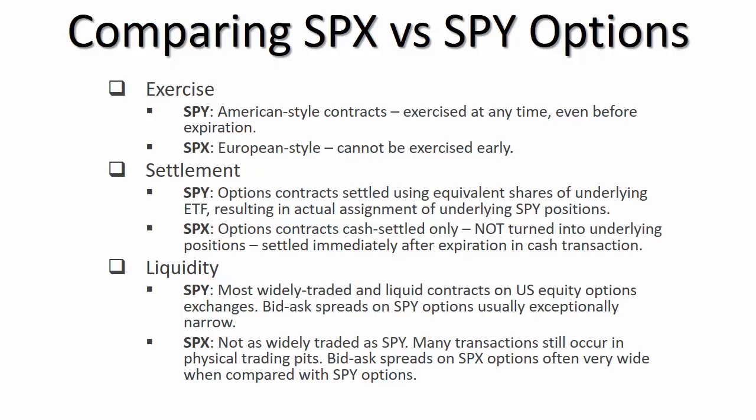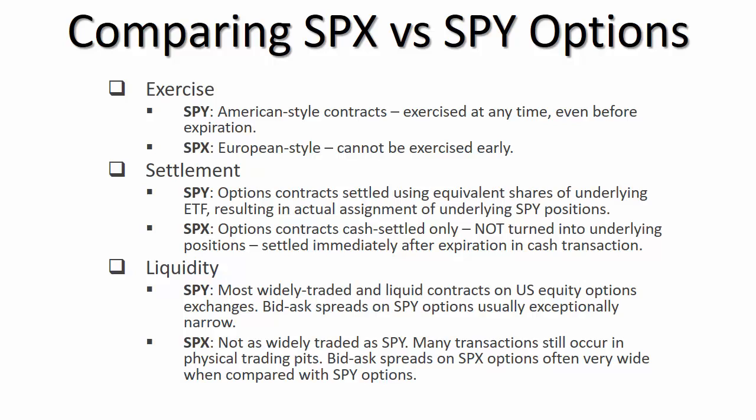Settlement. Also like most U.S. equity options, SPY options contracts are settled using the equivalent shares of the underlying ETF, usually only when the options are in the money. And this results in actual assignment of underlying SPY positions. In contrast, SPX options are cash settled only, which means that in-the-money options positions are not turned into underlying positions. Rather, they're settled immediately after expiration in a cash transaction.